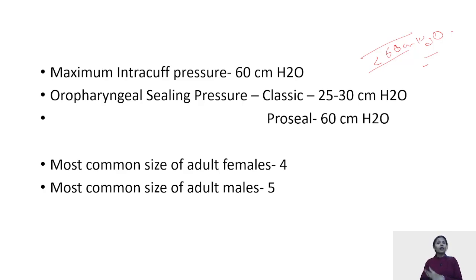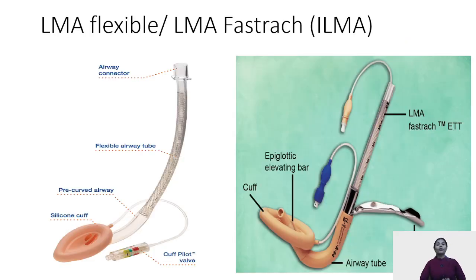In number 4, around 30 ml of air has to be inserted. In number 2, only 15 to 20 ml of air is needed. So that pressure which the cuff exerts on your airway is known as the intra-cuff pressure, which maximally has to be 60 centimeter of water or lesser than that, so that you don't have airway trauma. That is your intra-cuff pressure. Done. Now moving to various other kinds of LMA.